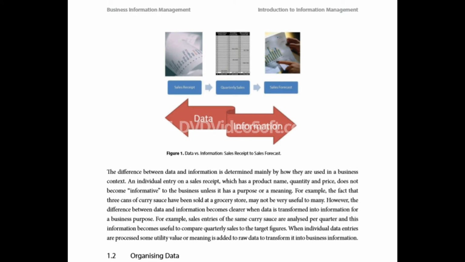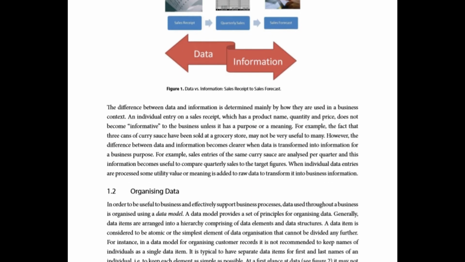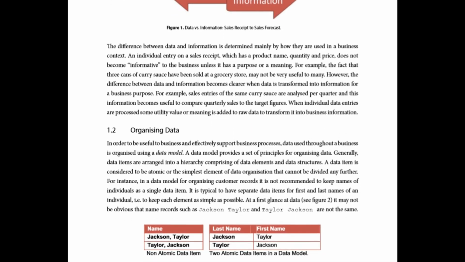For example, sales entries of the same curry sauce are analyzed per quarter, and this information becomes useful to compare quarterly sales to the target figures. When individual data entries are processed, some utility, value, or meaning is added to raw data to transform it into business information. This is how we normally differentiate between the two.